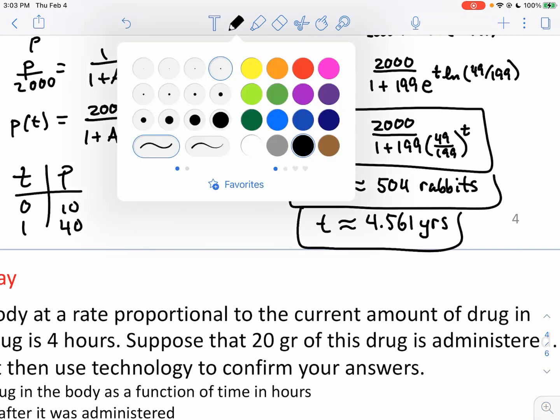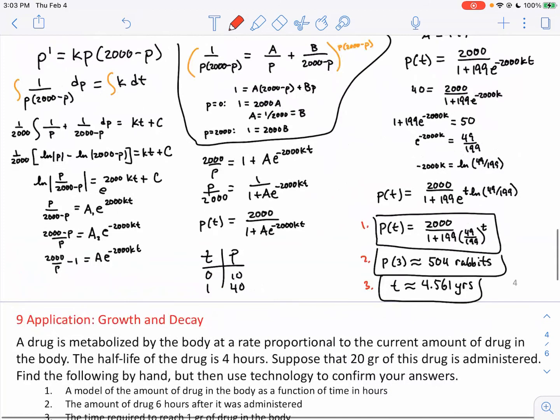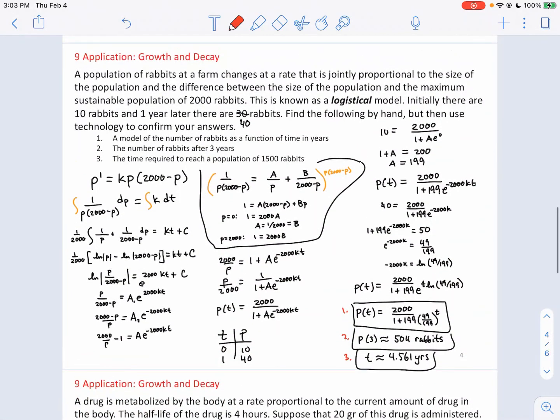There we go. And this answers the other two questions, question 2 and question 3, using technology to answer those questions quickly. All right, and this is an example of a logistic model. It required partial fraction decomposition to solve it. And when graphed, you saw the expected curve that follows two asymptotes. So it starts at a population, curves upwards, and then levels off and follows a horizontal asymptote, which is the max sustaining level of the population.